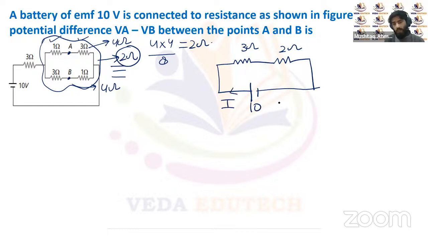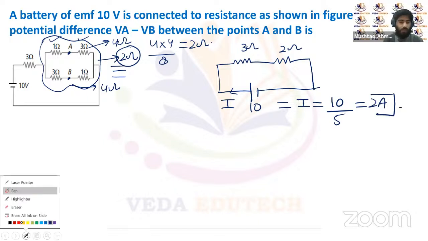If I is the current drawn through the battery, it will be the potential difference across the battery, that's 10 volts, divided by the total resistance. You can see these two resistors, 3 ohm and 2 ohm, are in series with each other, so it will be 3 plus 2, that's 5. It means that the battery will be drawing a current of 2 amperes through this circuit, right?